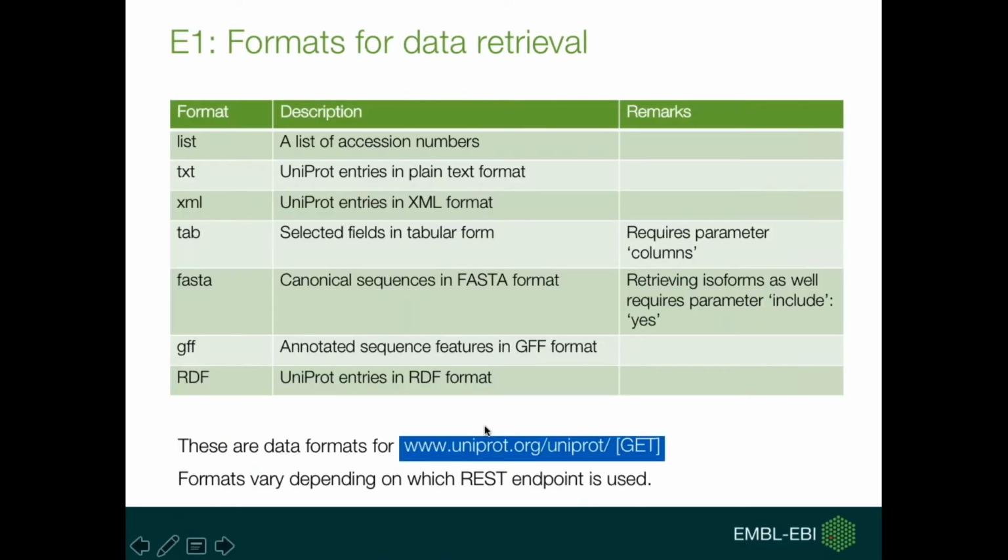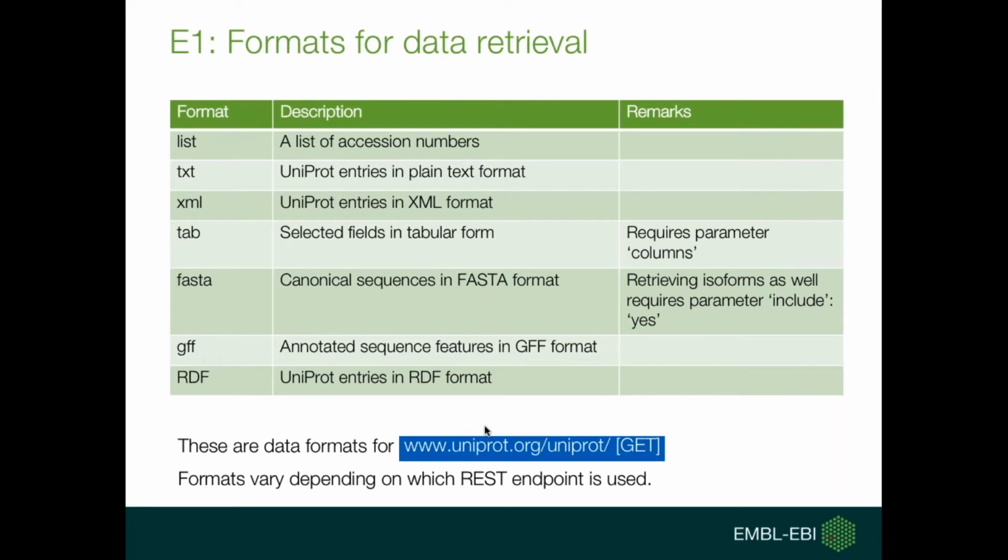So this is now very simple. There are many different formats for data retrieval. We've already encountered list. We've encountered text. There's also XML, which downloads UniProt entries in XML format, which is a format really that's meant for consumption by computers rather than humans. Then there is tab, which is short for tabular, and it allows downloading selected fields in tabular format. This requires an extra parameter called columns to specify which fields we'd actually like to download as part of the data.